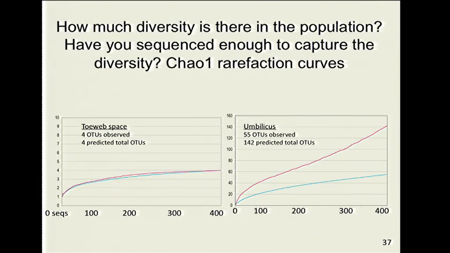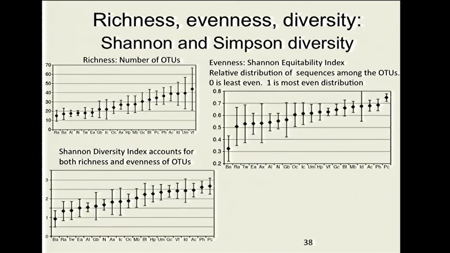How much diversity is there in the population? Here we calculate these rarefaction curves where we just say, how many OTUs am I seeing as I add additional sequences, and how many would I predict? And again, here what we're seeing is that that's very dependent on the body site. As you delve into it, we have measures for all of these things. These have pretty much been developed from environmental sequencing.